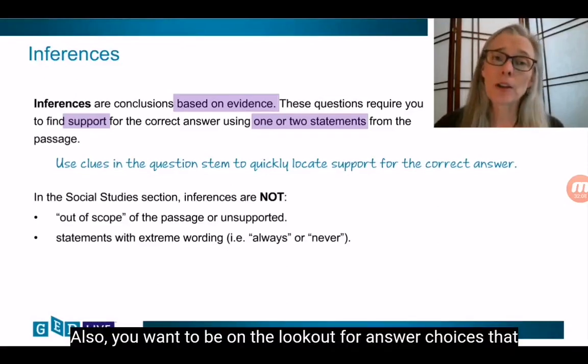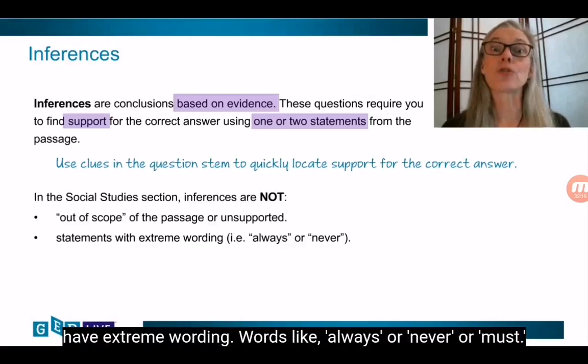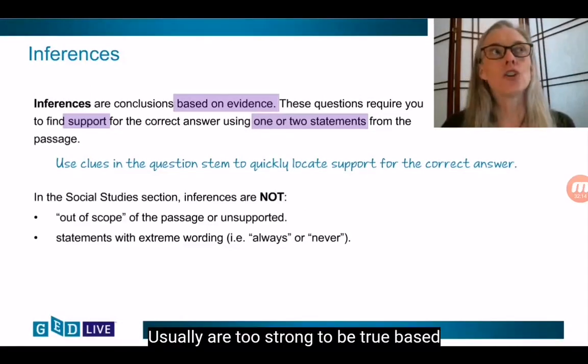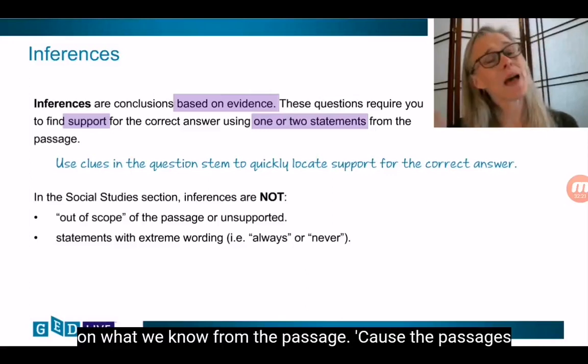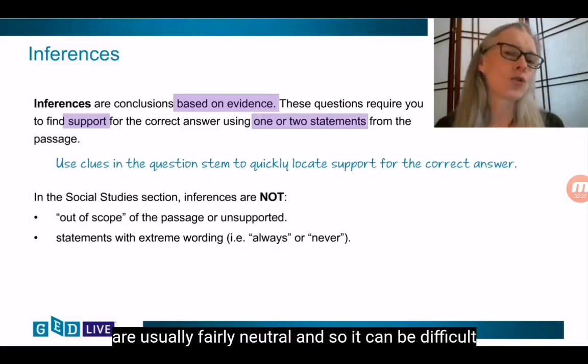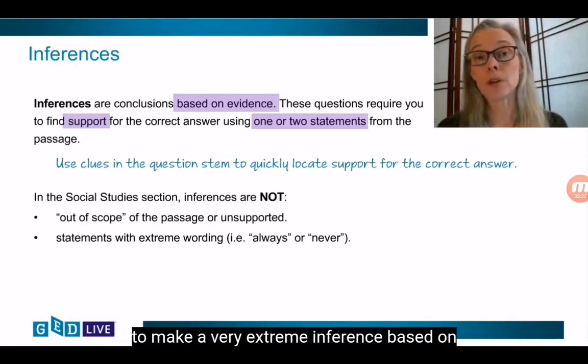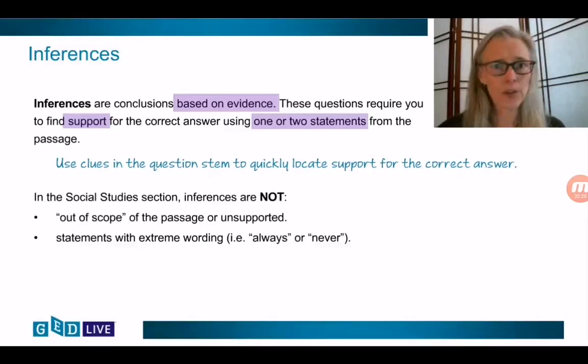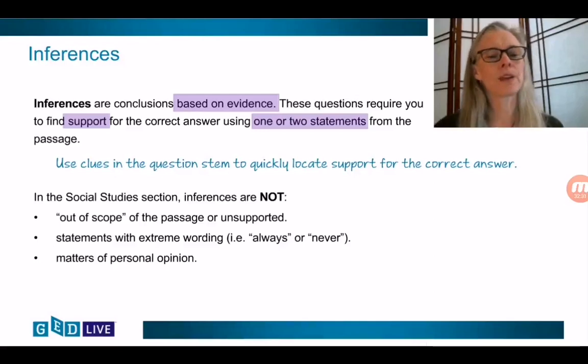Also, you want to be on the lookout for answer choices that have extreme wording. Words like always or never or must usually are too strong to be true based on what we know from the passage, because the passages are usually fairly neutral, and so it can be difficult to make a very extreme inference based on neutral information in the passage.